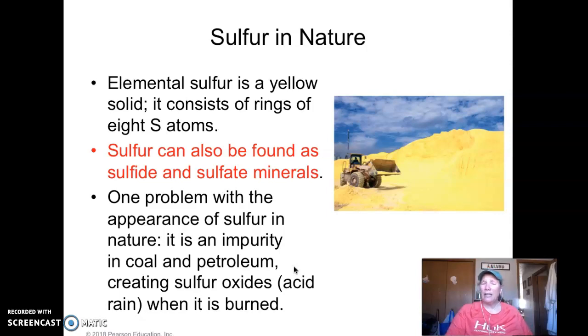Okay. One problem with the appearance of sulfur in nature, it's usually an impurity in coal, and when you burn it, it combines with water in the air, and then you get acid rain because you produce sulfur oxides. They call them SOx. Okay, when you burn them, so that can be a problem. The coal in North Dakota is pretty good, doesn't have a lot, but they're going to test the coal, and if it has too much sulfur in it, they won't burn it.